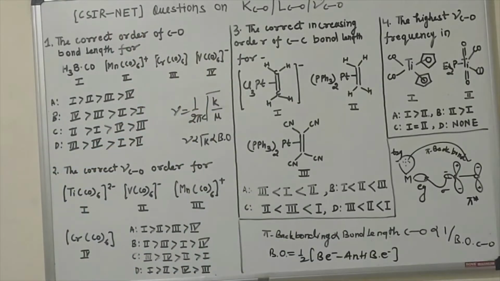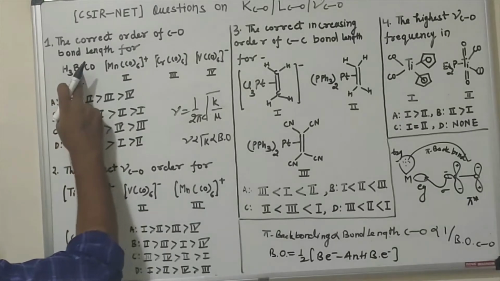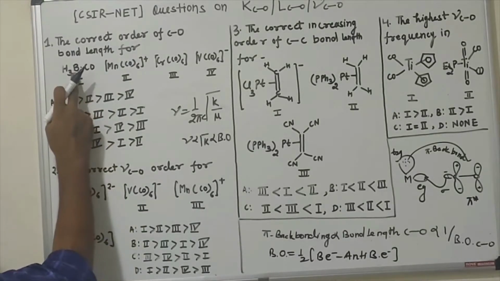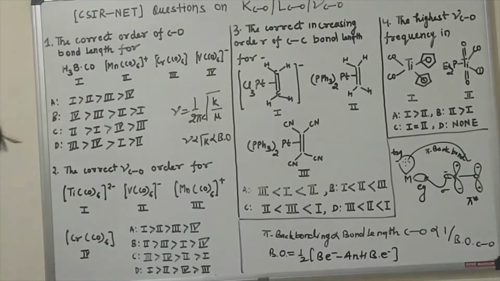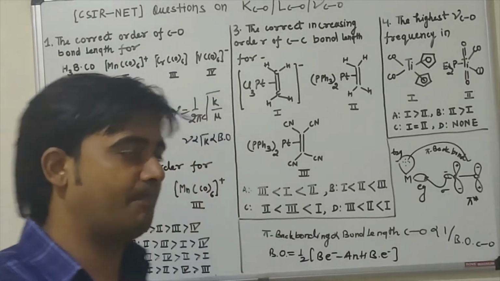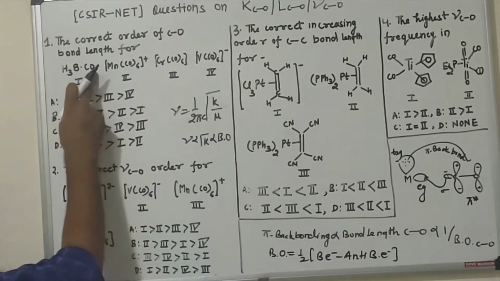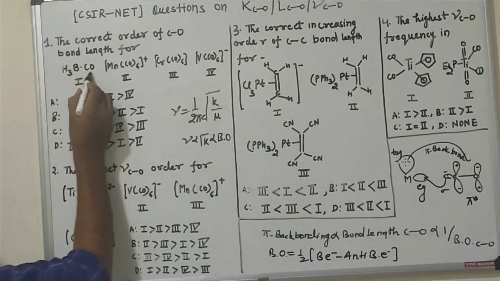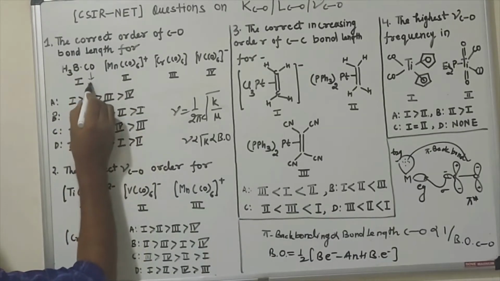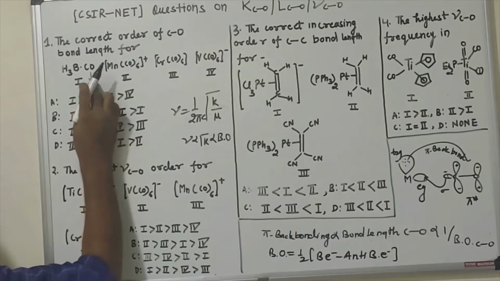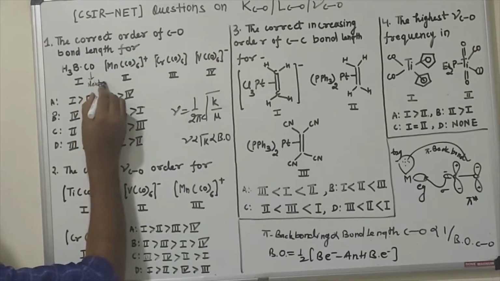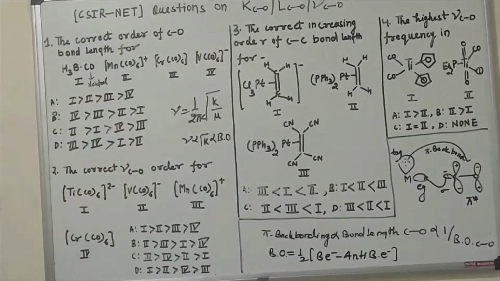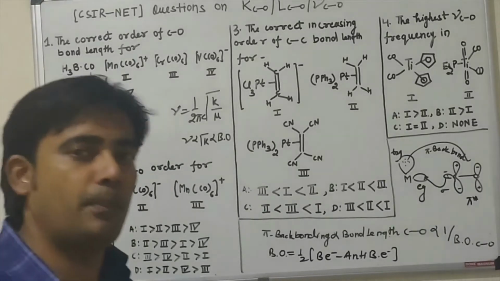It is simply that B is electron deficient, because its p orbital is vacant, so it cannot participate in pi back bonding. It is simple. So it is neutral CO, I mean there is no decrease or increase in bond length.